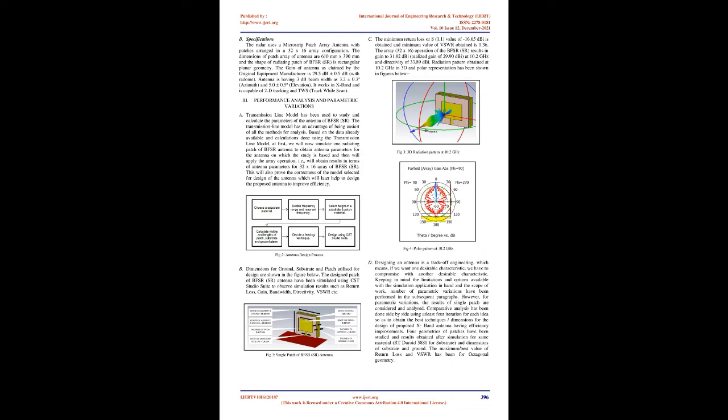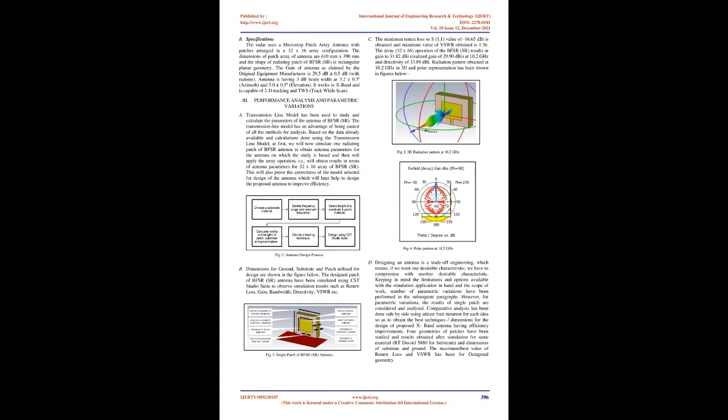The transmission line model has the advantage of being the easiest of all the methods for analysis. Based on the data already available and calculations done using the transmission line model, at first we will simulate one radiating patch of the BFSR antenna to obtain antenna parameters for the antenna on which the study is based, and then we'll apply the array operation, i.e., we'll obtain results in terms of antenna parameters for the 32x16 array of BFSR, SR. This will also prove the correctness of the model selected for the design of the antenna, which will later help to design the proposed antenna to improve efficiency.